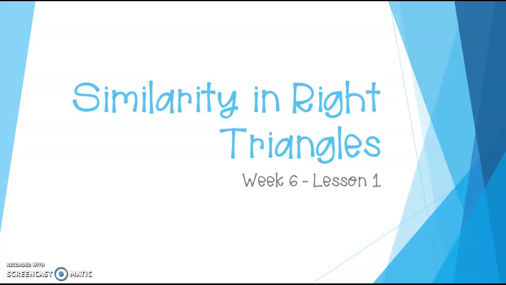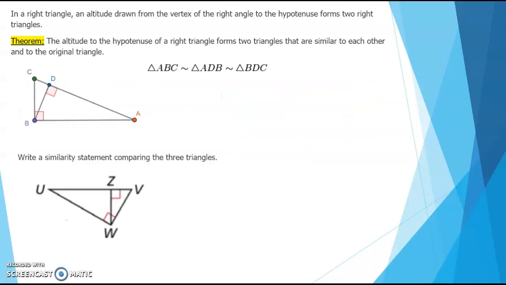This week's lesson focuses on similarity in right triangles. In a right triangle, if I draw an altitude from the vertex of the right angle to the hypotenuse of that triangle, it forms two more right triangles. Those two triangles are similar to one another and to the original triangle.